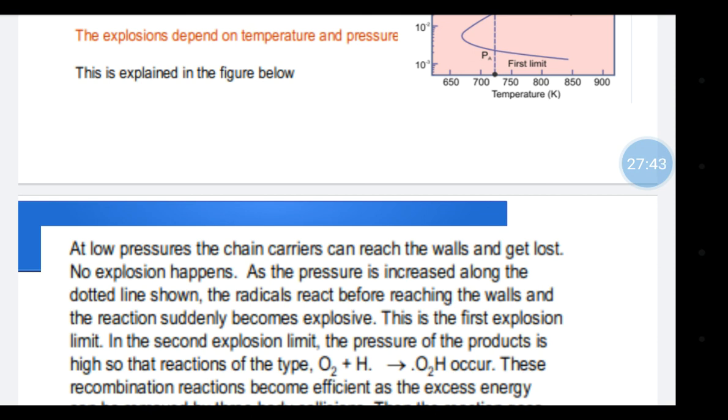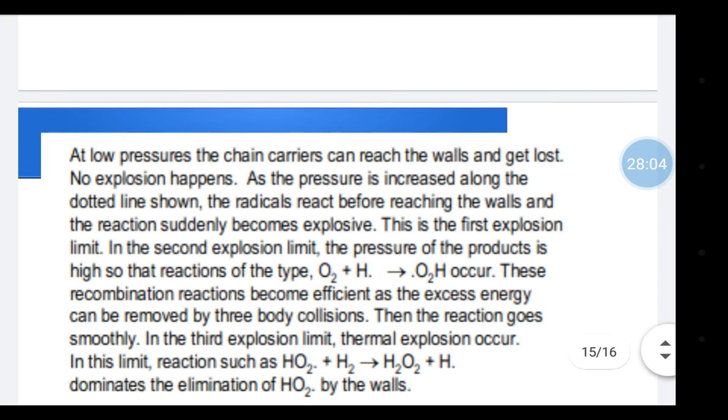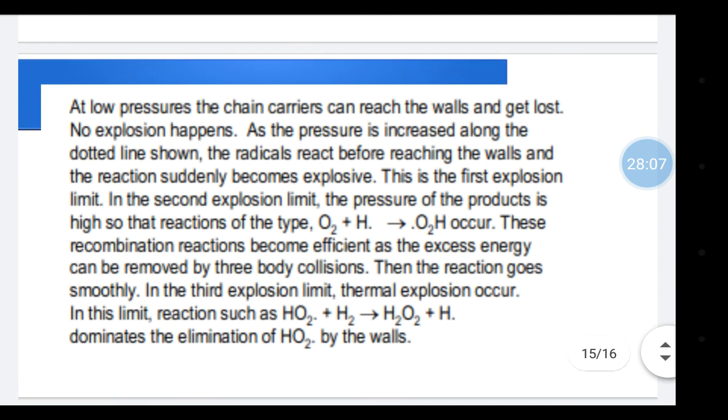In the second explosion limit, the pressure of the products is high, so that reactions of the type O2 plus HO dot gives HO2 dot occur. These recombination reactions become efficient as the excess energy can be removed by three-body collisions. Then the explosion will stop and the reaction goes on smoothly. That means above a particular pressure, the reaction will become steady. No explosion will take place above that pressure.